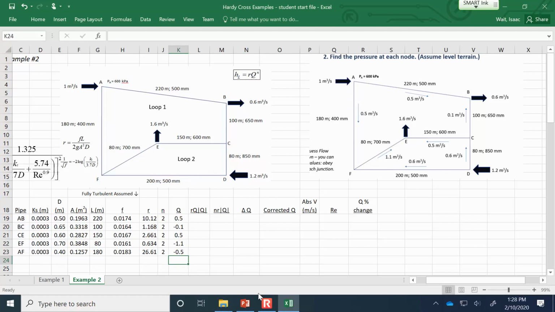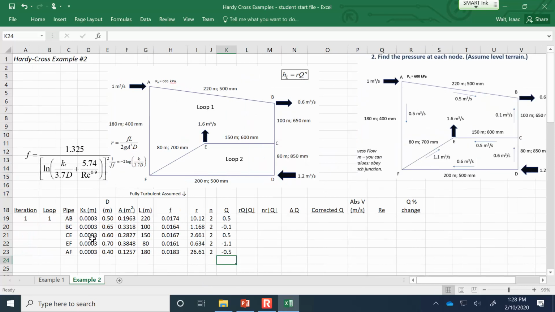Now, you'll note that all I'm doing so far is loop 1. I'm not going to start filling in the data yet for loop 2 because for any of these common pipes, I wouldn't want to start with my initial guess. I'd want to start with the best updated value. So that's why I wait until doing all of loop 1 before I put in the data for loop 2.